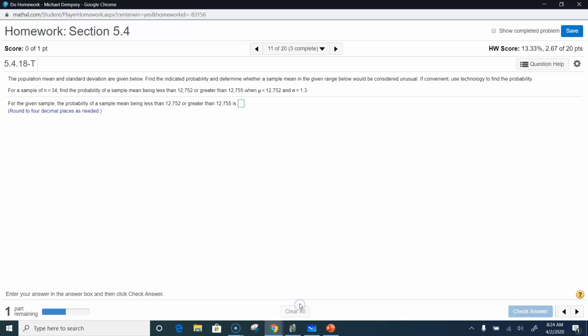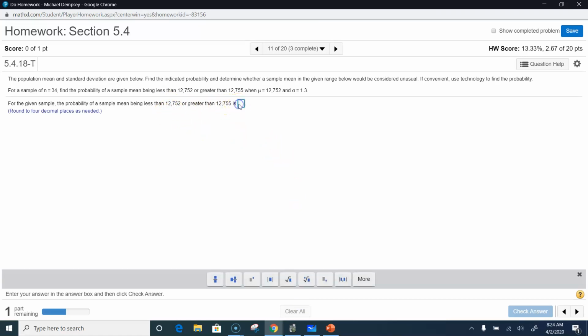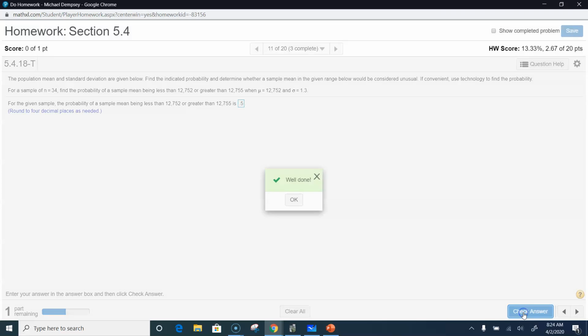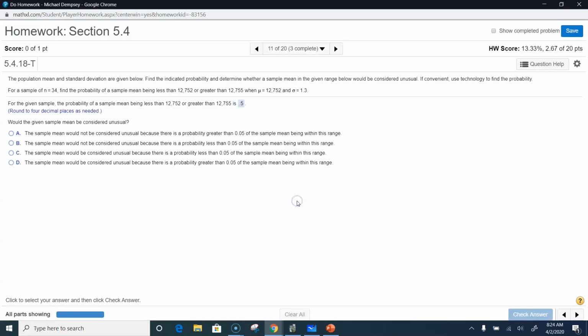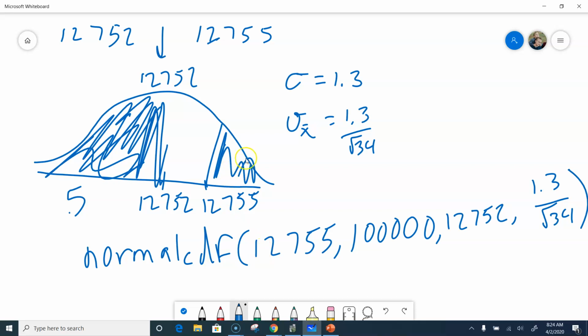So I don't know if they're asking me this in two questions, but less than 12,752 or greater than 12,755 is just going to be 0.5. Okay, it's just that one area to the left, the area to the right of the 12,755. So that would not be unusual. Now, something out here, this is unusual. This is our value that we got that was really close to 0. This is something that happens 50% of the time.